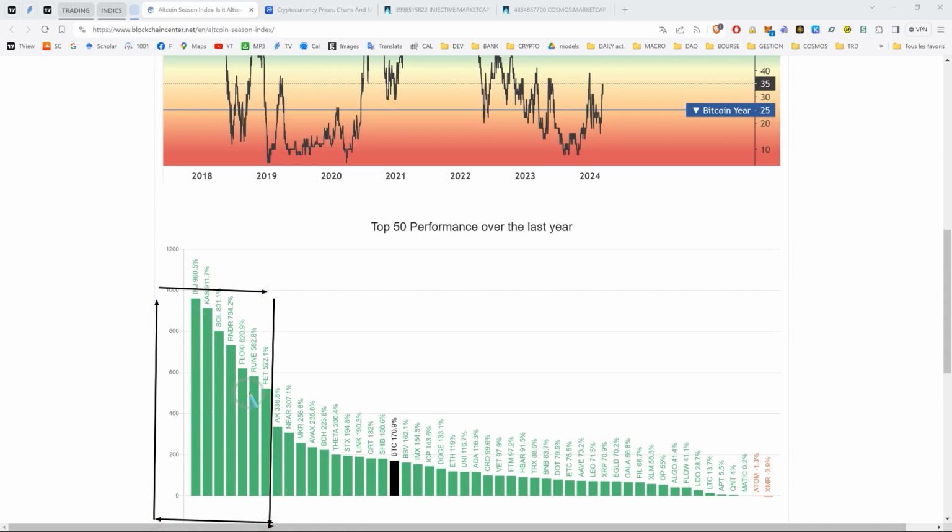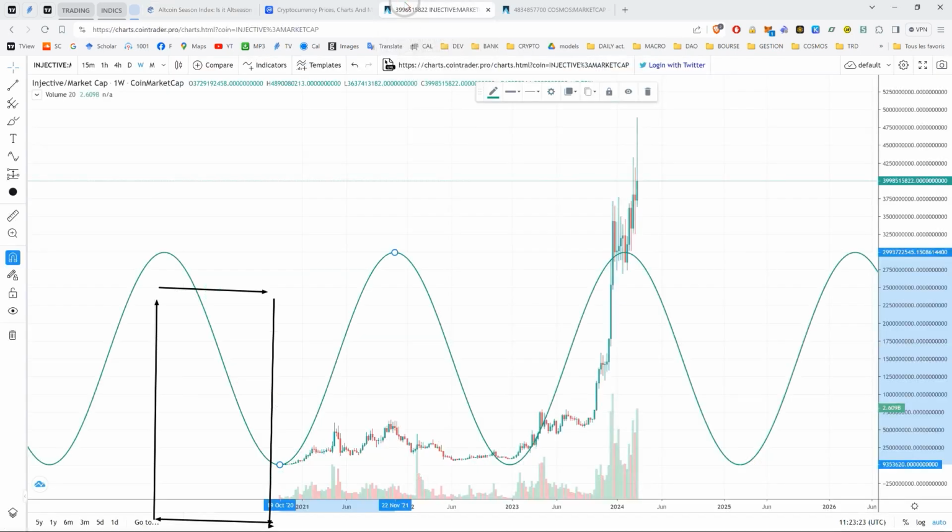So we're quickly going to roll over these ones. Okay, we're going to look at Injective, Casper, Solana, Render, Floki, whatever, Rune, Fetch. Okay, always remember to have a look at them in a market cap perspective. Remember, you don't look at the USD price when there is so much dilution. You need to look at the market caps, the actual value.